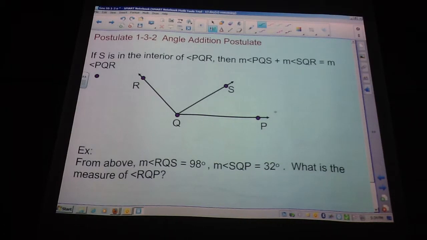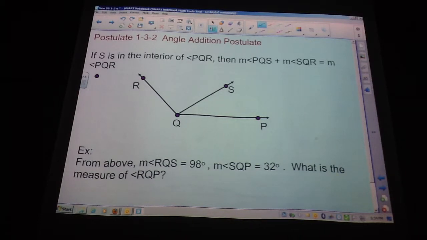It works just about the same way that the segment addition postulate works. So we're going to add the two small pieces to equal the big piece, just like we did in the segment addition postulate. So it says that S is in the interior of angle PQR. Then the measure of angle PQS plus angle SQR is going to equal the big measure of PQR. So I can add this little part plus this little part to equal the whole.